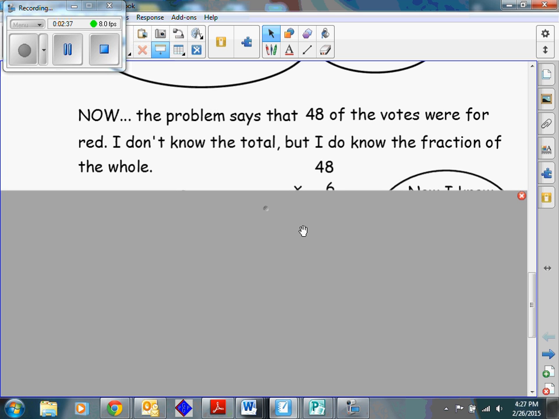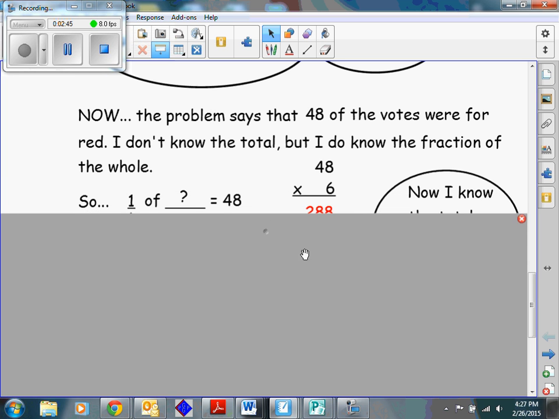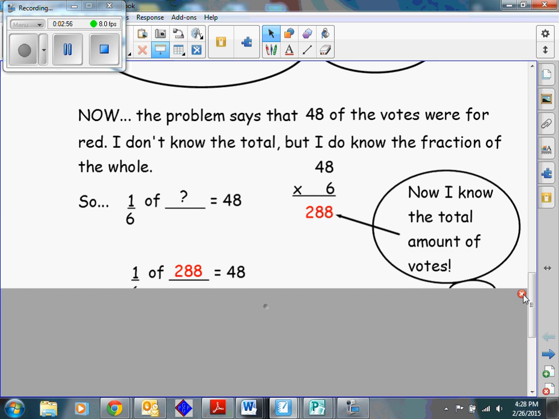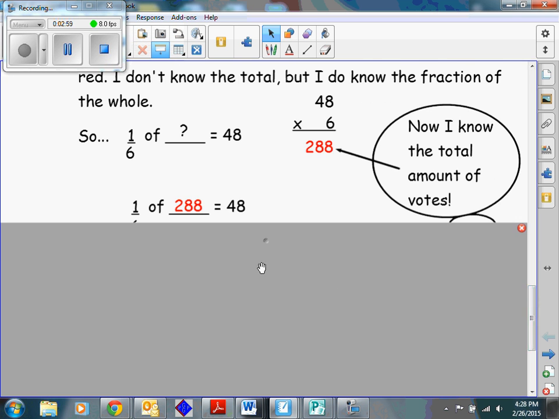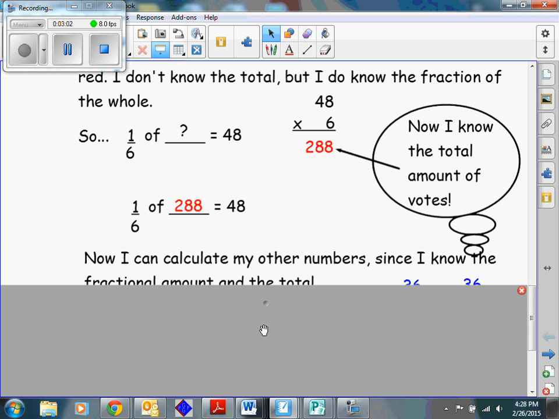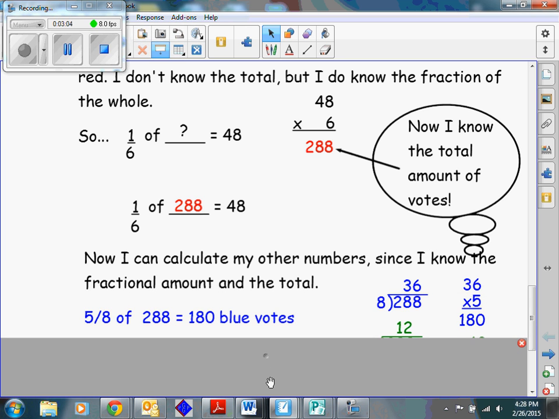The problem says that 48 of the votes were red. So we don't know the total of the votes, but we do know the fraction. 1/6 of something is 48 votes. Well, the way you solve that is by multiplying these, and you get 288. So now I know the total amount of votes. 1/6 of 288 is 48. Now that I know the total, I can calculate the other numbers.